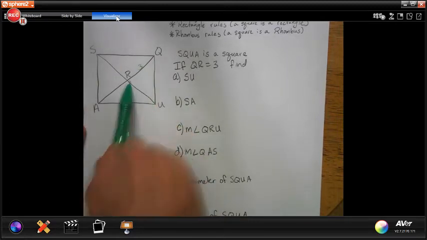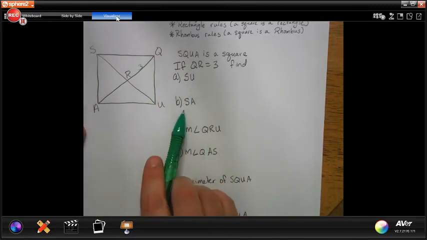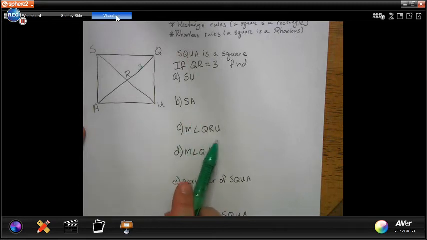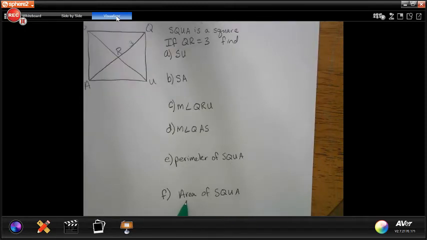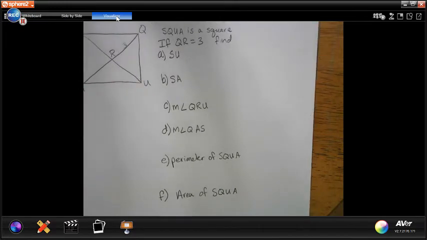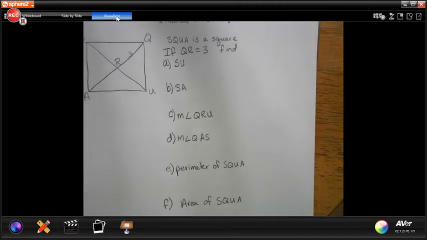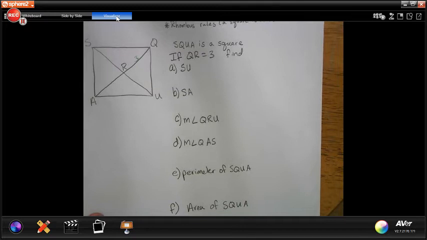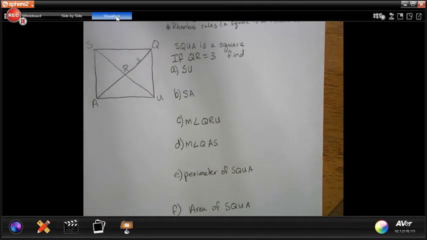Okay, so QR is 3. We need to find SU, SA, the measure of angle QRU, the measure of angle QAS, the perimeter of the square, and the area of the square. You do have some problems in some random assignments that ask for perimeter and area, so I just thought I'd go over it real quick to remind you, because perimeter and area is something that you did in junior high for these shapes, so just kind of reminding you of those rules.